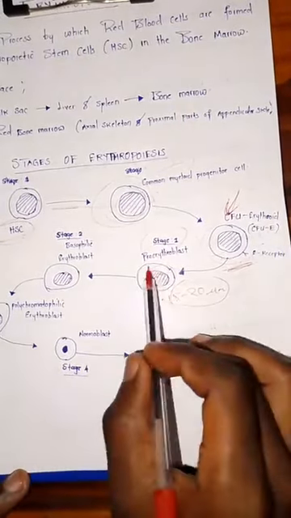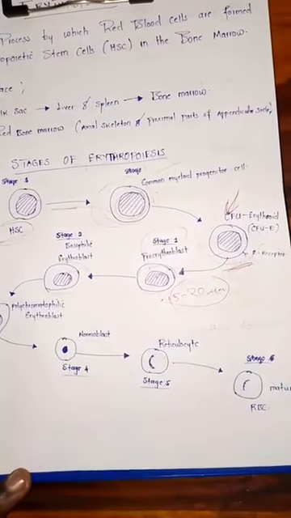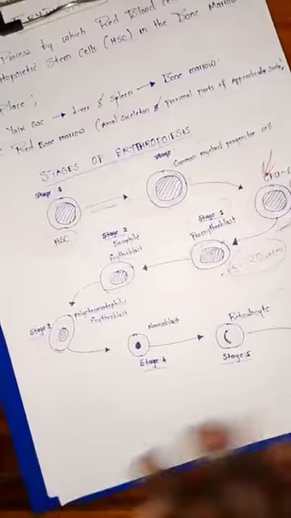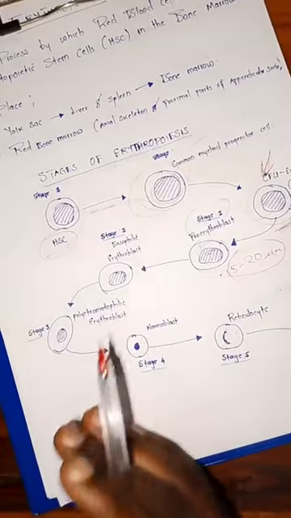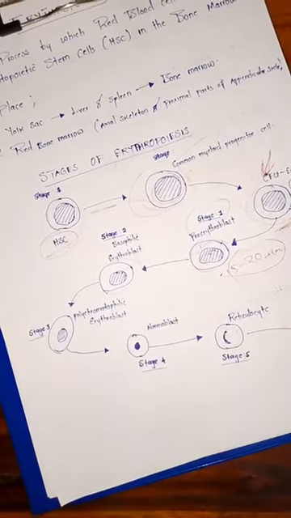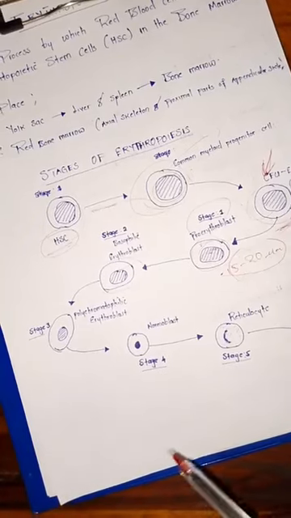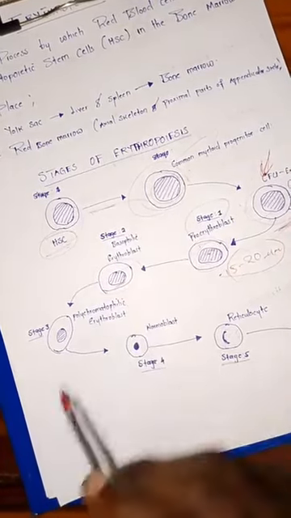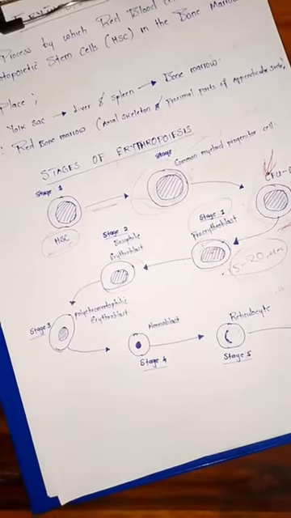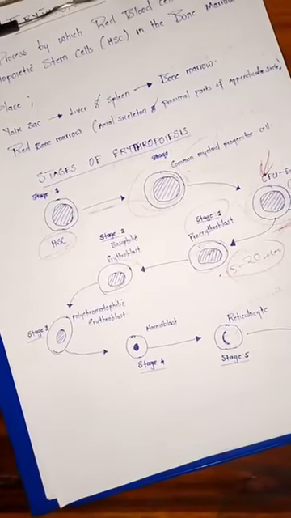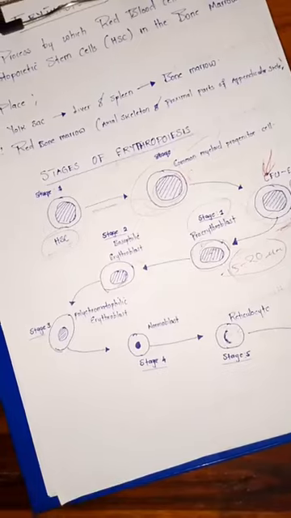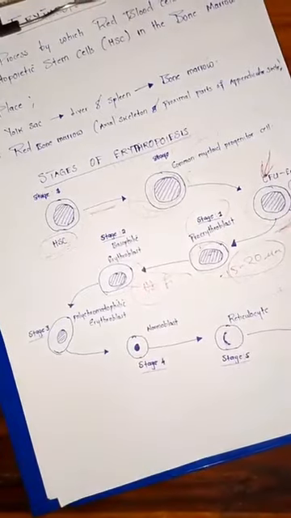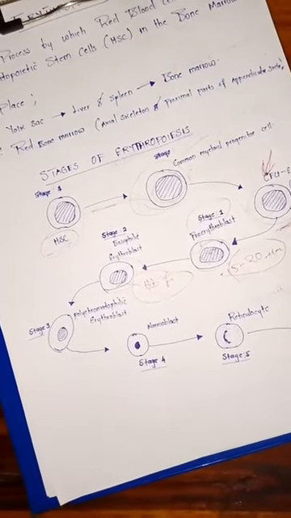Then from the proerythroblast, the erythroblast is going to be formed, which is going to be day 2. So on day 2, there will be the formation of the erythroblast. This erythroblast is also known as the basophilic erythroblast, because the cytoplasm is still presenting itself in a basophilic form. Then the nucleoli, which are found inside the nucleus, will start disappearing. Then there will be initiation of the process of hemoglobin formation. So hemoglobin synthesis will start occurring at this point.